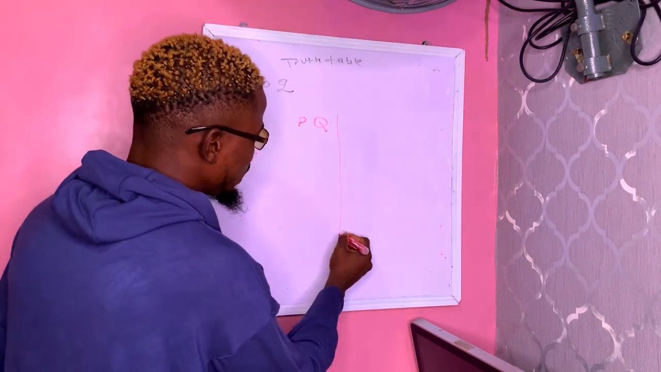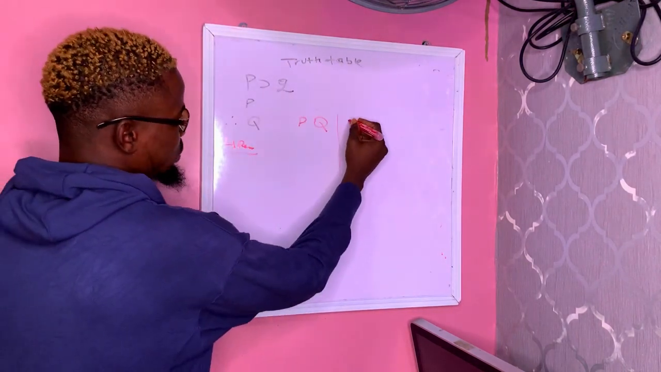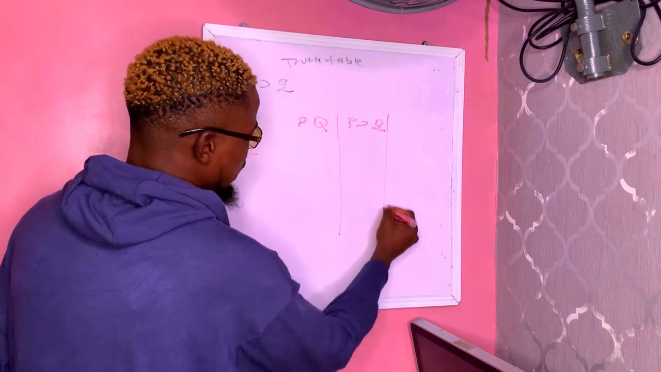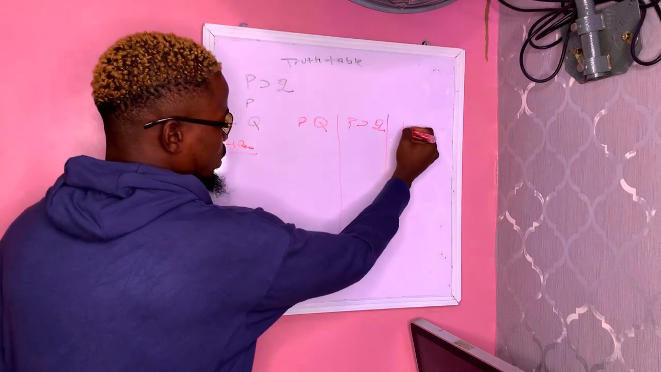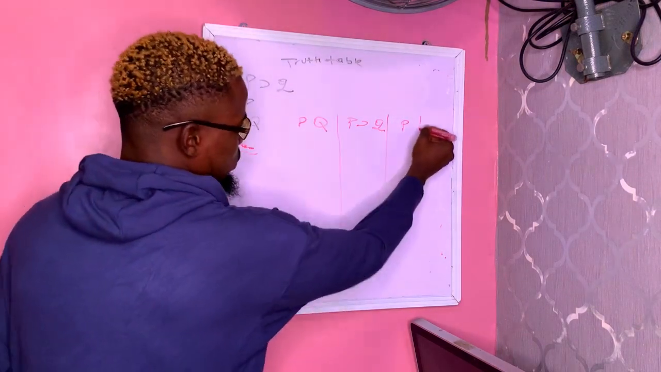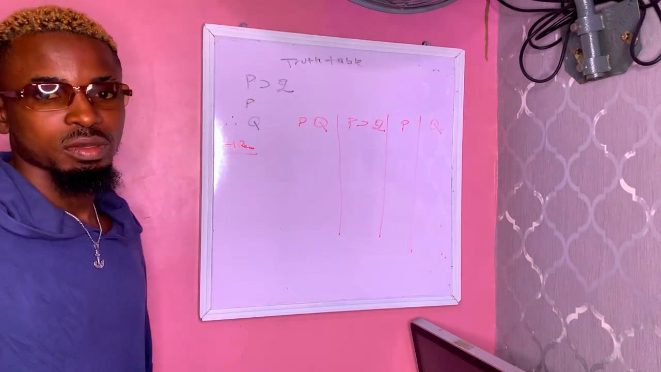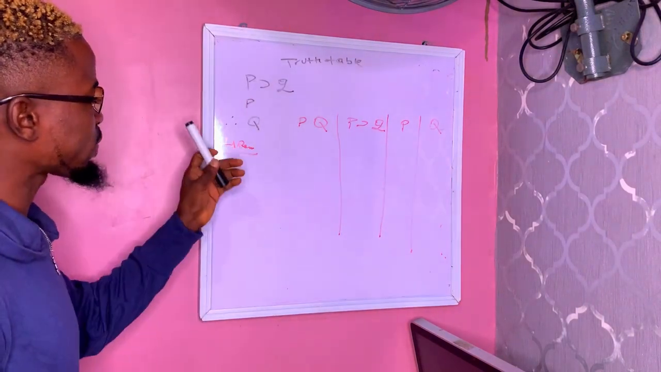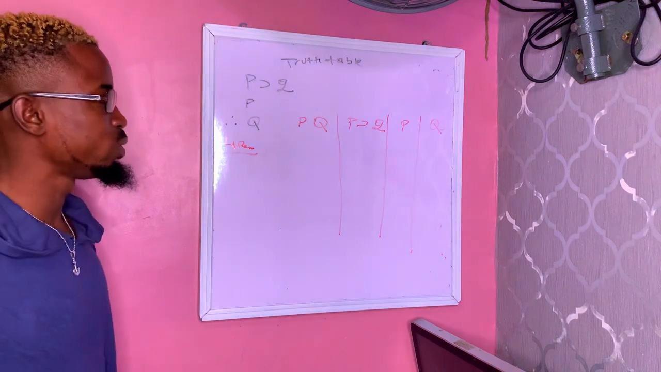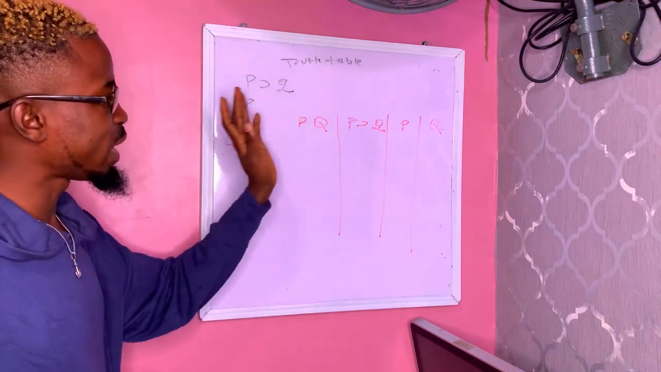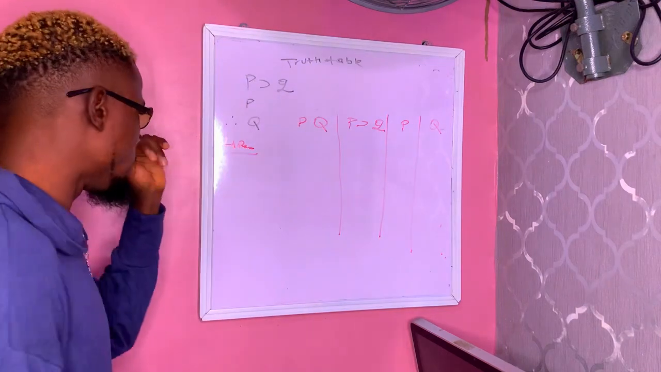Then you draw a line. Then write the first premise, P implies Q. You draw a line. Then the second premise, P. Then the last one, Q. So that's the first thing that you do. After discovering that we are going to have 4 different rows, you write down the variables horizontally. Then you write out the premises till you get to the conclusion.